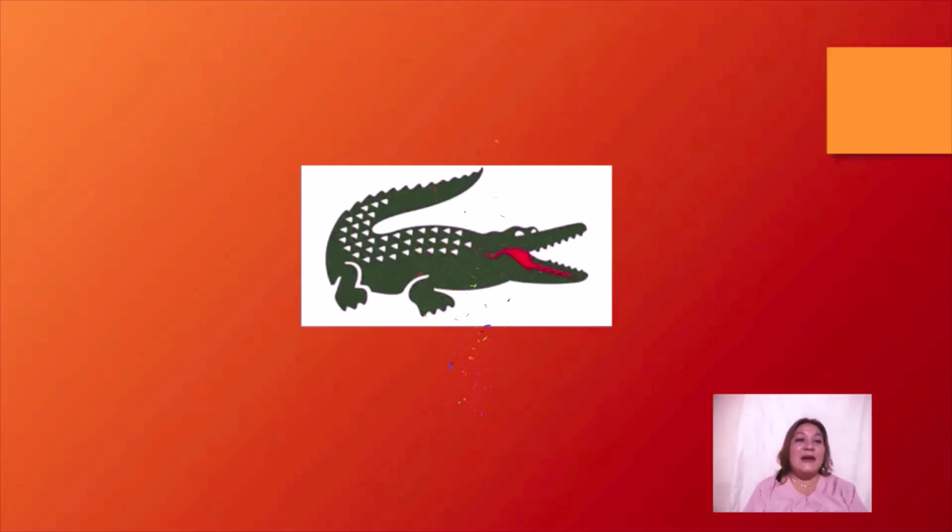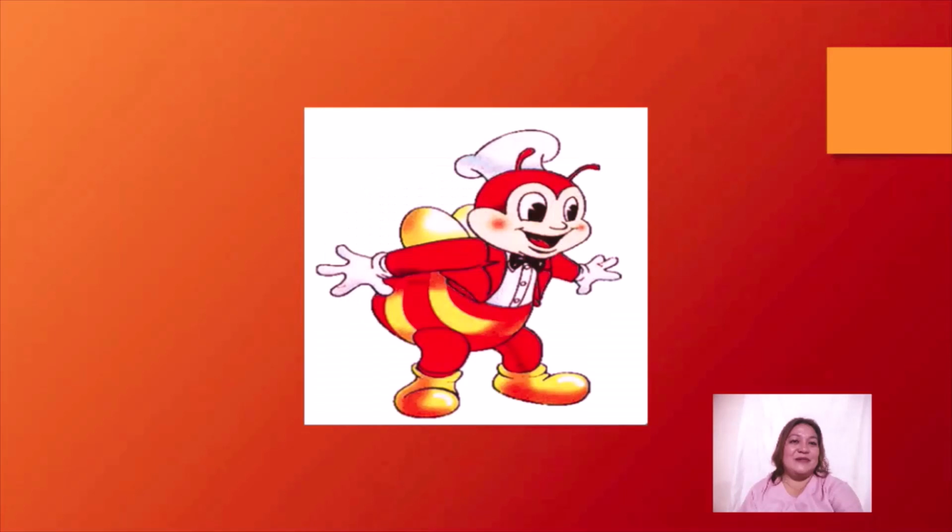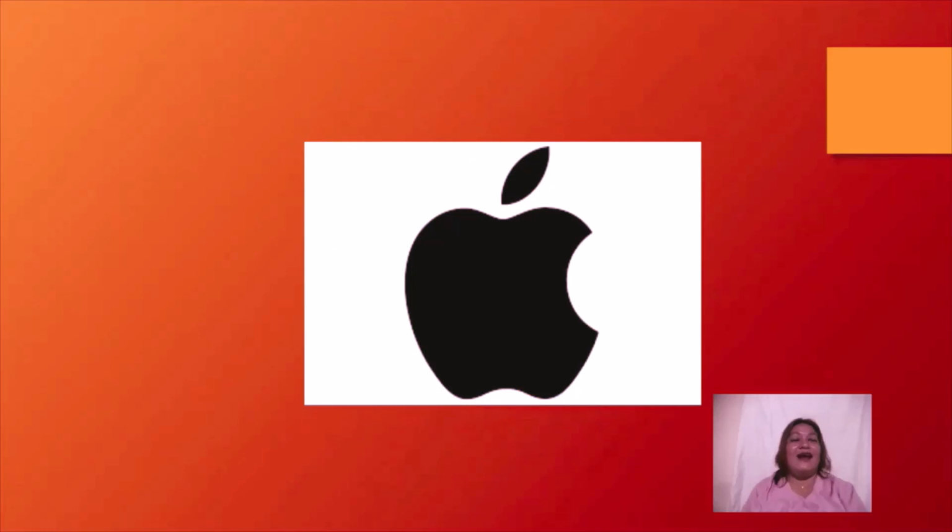Hmm, the crocodile is very catchy. Yes, it's the logo of Lacoste. And their number one endorser is Novak Djokovic, the world's number one in men's tennis. Next logo. Oh, very familiar. Yes, correct. That's the logo of Jollibee. Bida ang saya. Next one. Wow. That's the logo of Apple, the makers of iPhone and MacBook.